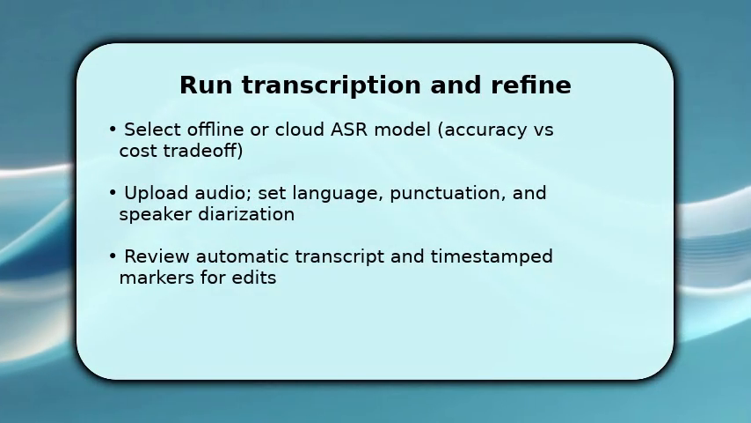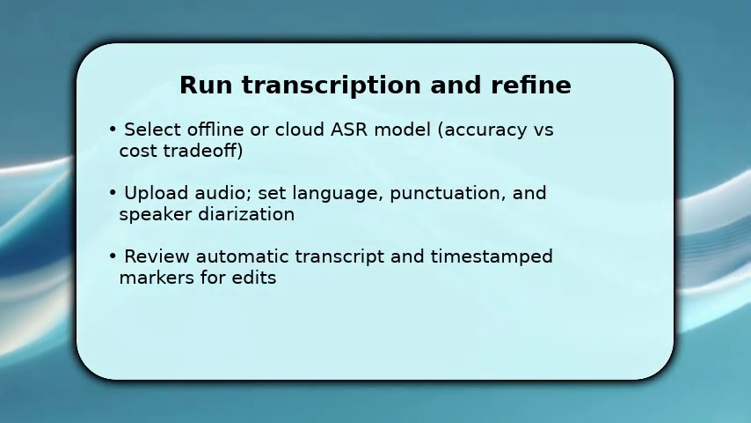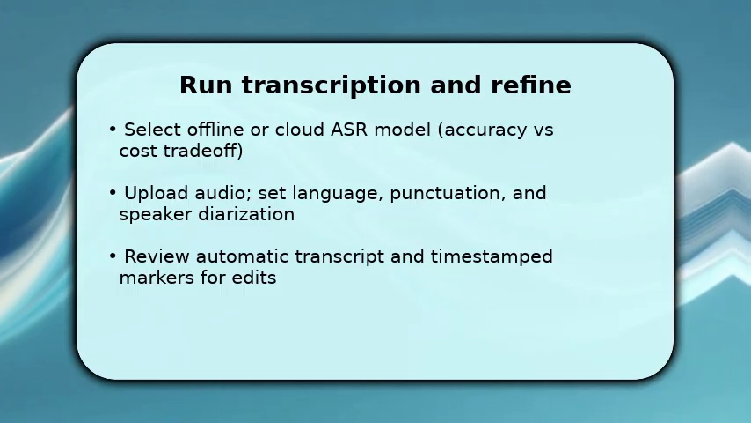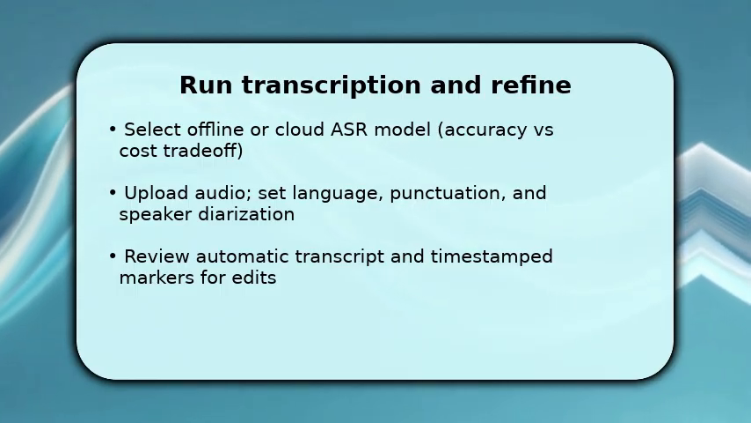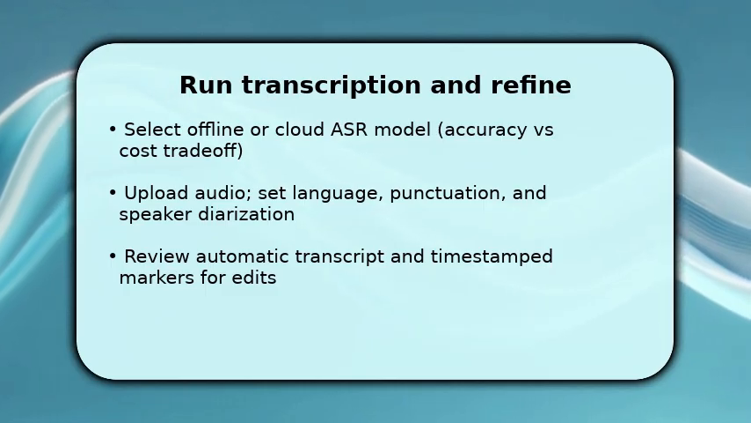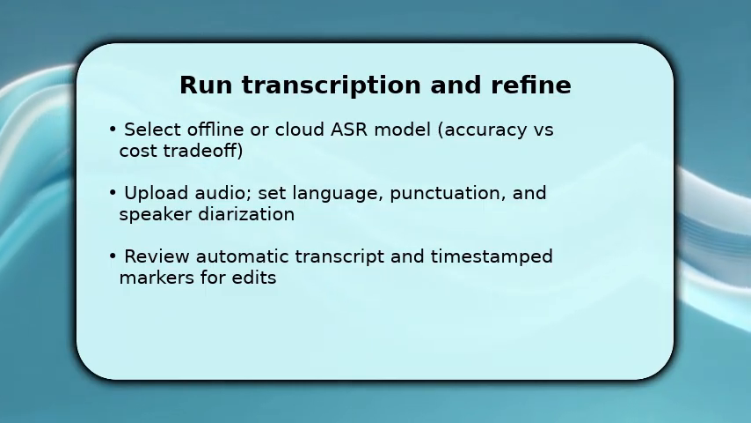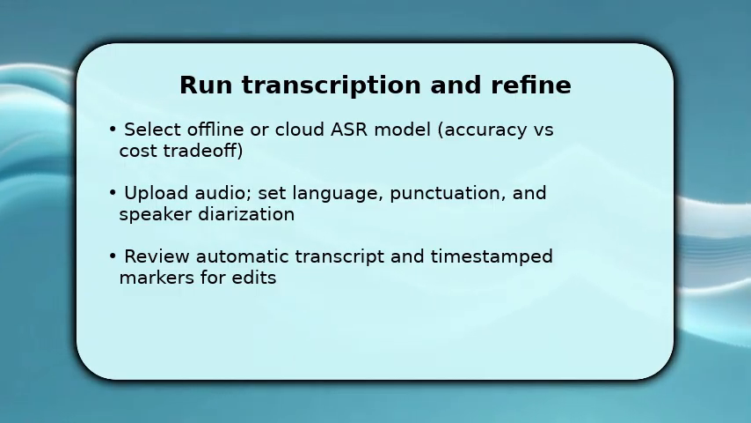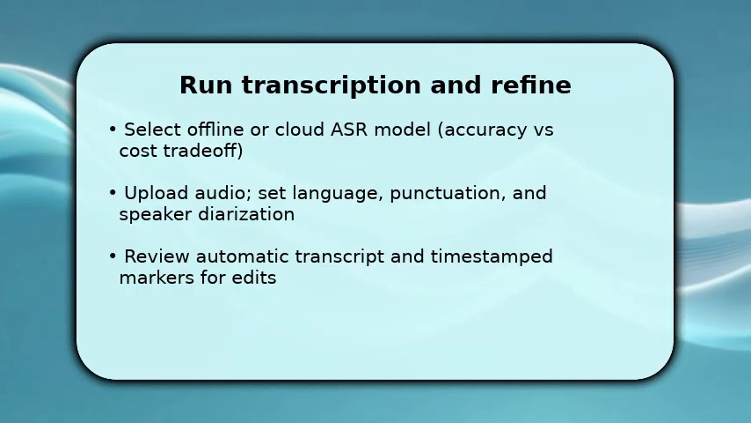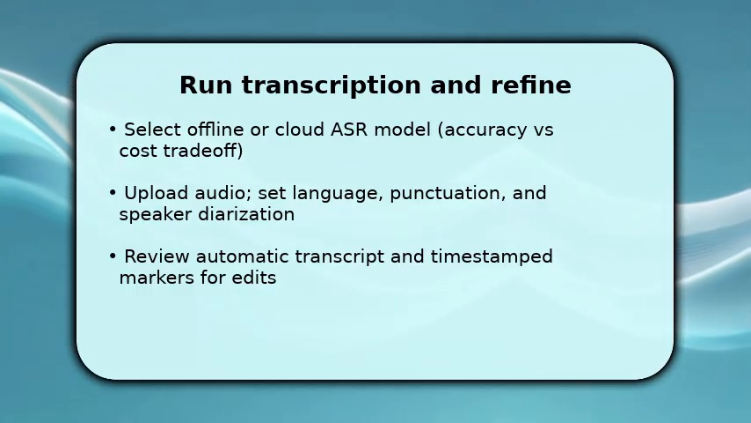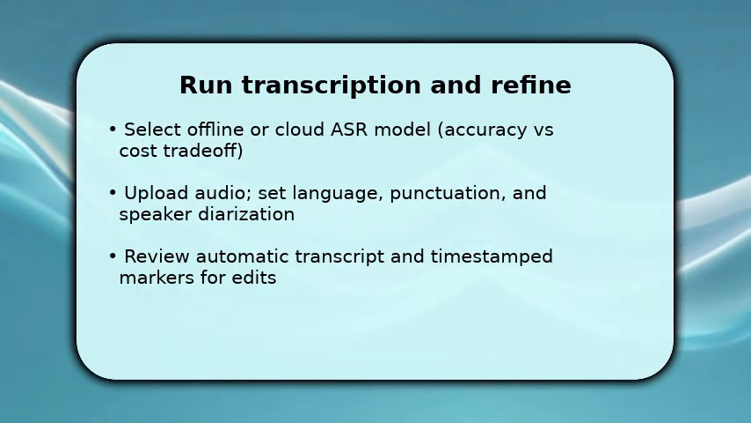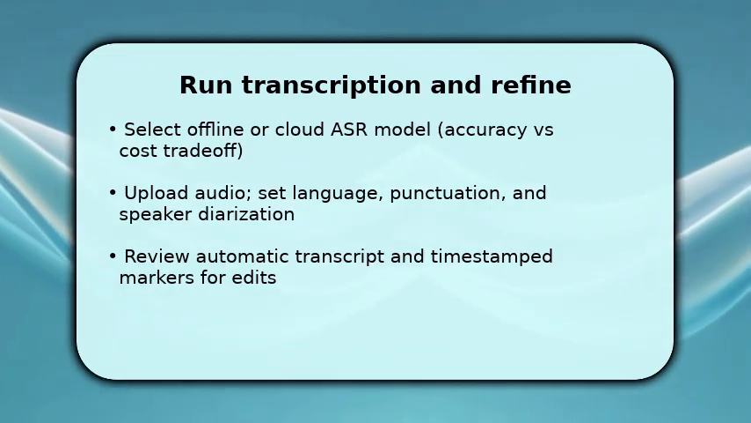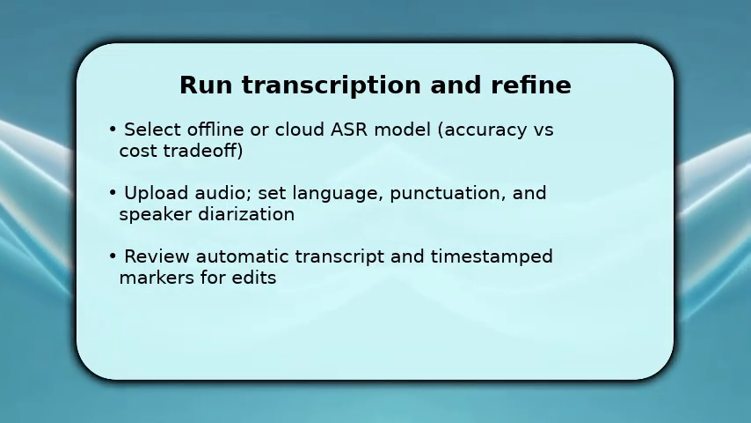Now you feed the clean file into a transcription tool. Pick an automatic speech recognition model that matches your needs, such as a high-accuracy cloud model or a private offline engine. Upload the WAV/FLAC, select language, and enable punctuation and speaker diarization if you need separate speakers. Once the transcript is generated, read through while listening to align timestamps and fix misheard words, filler noise, and punctuation. Make sure acronyms and proper names are corrected for final use.